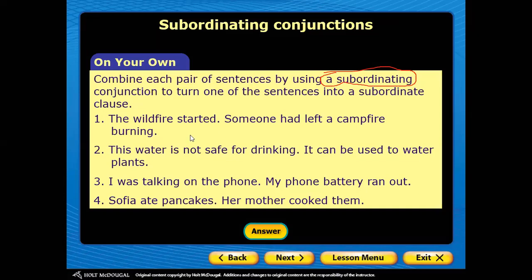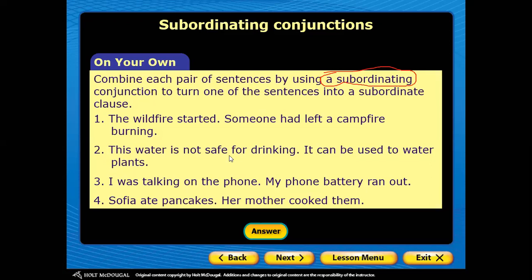Who's next? We have Omar, number two. This water is not safe for drinking. It can be used to water plants. Since the water is not safe for drinking, it can be used to water plants. Very good, Amouri. That's a very good answer.